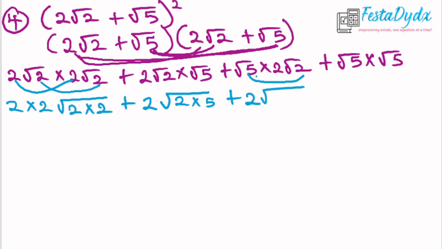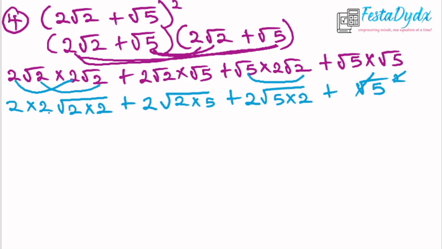Then root 5 times root 2 is the same as 5 times 2 under the same surd. Then plus root 5 times root 5 means root 5 squared. That's root 25, 5 times 5 will give us 25 when we bring it under the same surd. And then we can just say root 5 times 5 is the same as root 5 squared. So if we have root 5 squared, square cancels square root, then we'll have our 5.